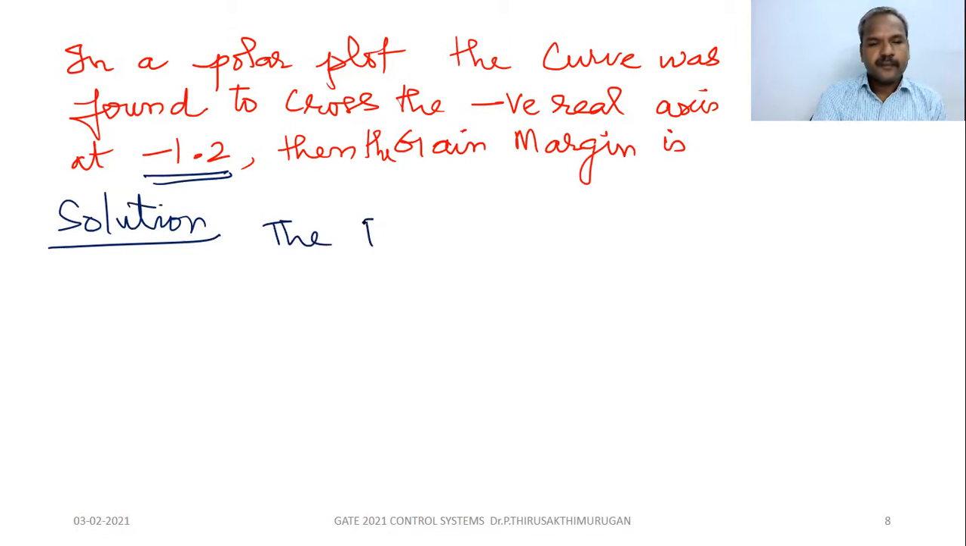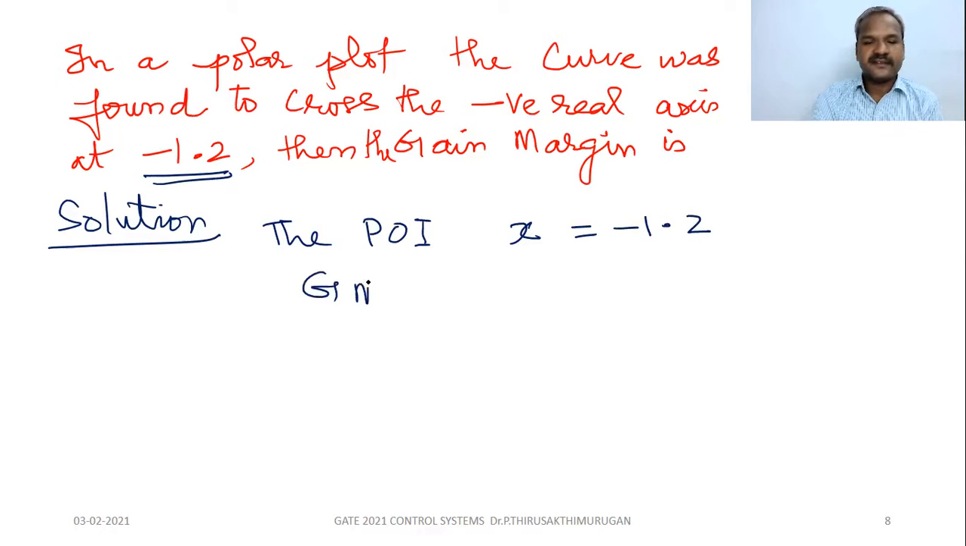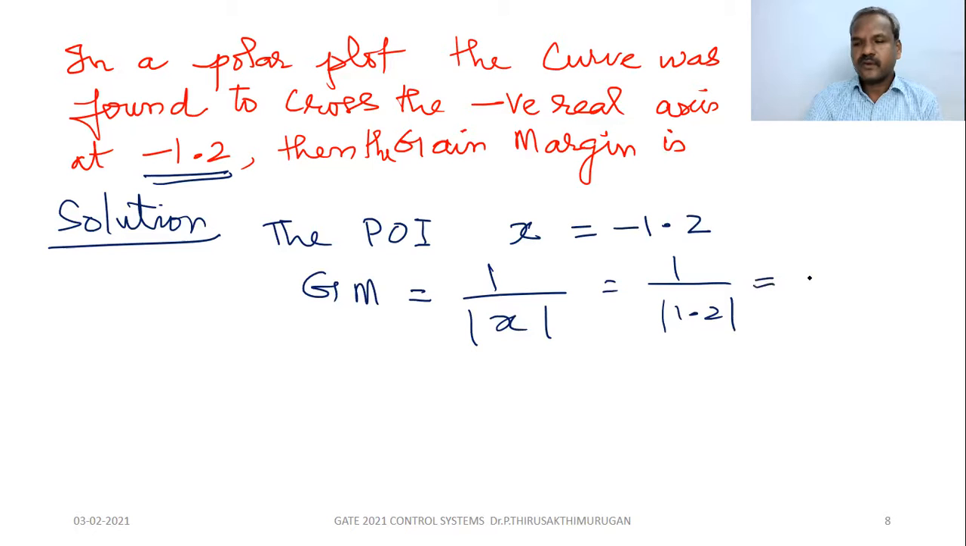The POI, point of intersection in the negative real axis is x. That x value is minus 1.2. So what is the gain margin? 1 by modulus of x, 1 by 1.2, that is equal to 0.83. So 0.83 is the correct answer. Understand?